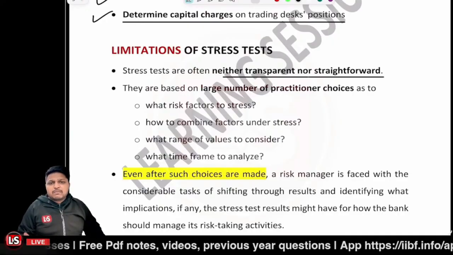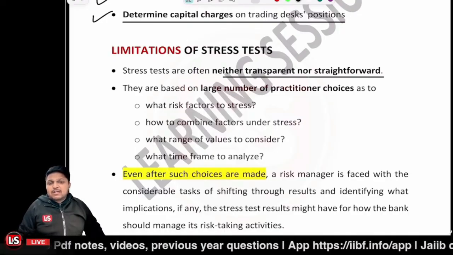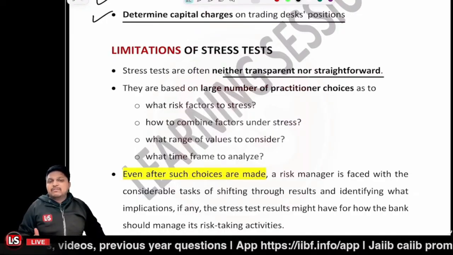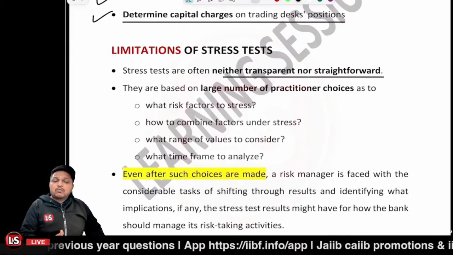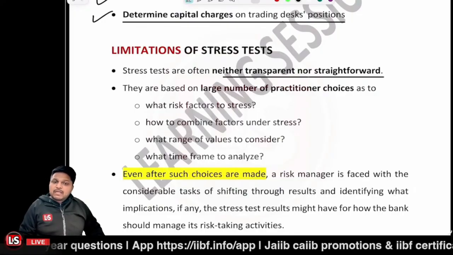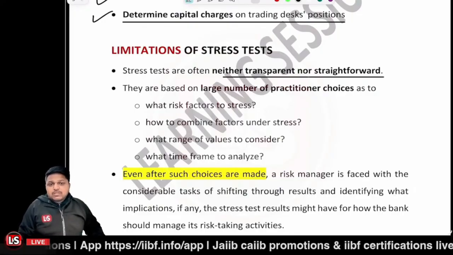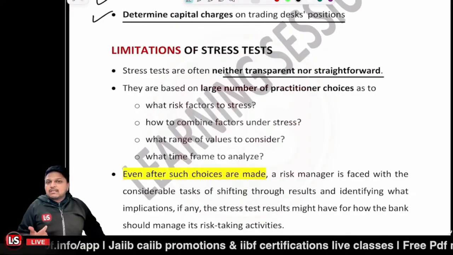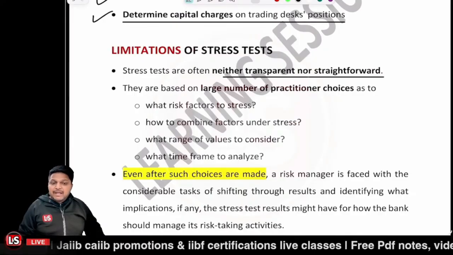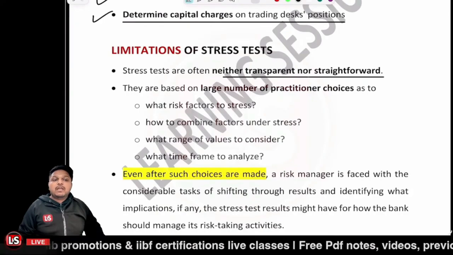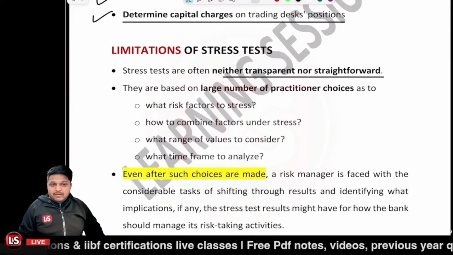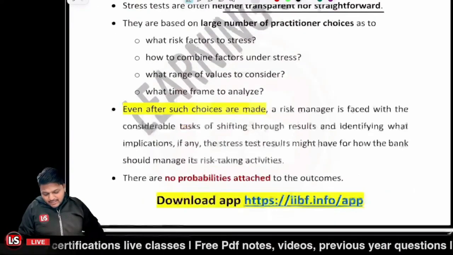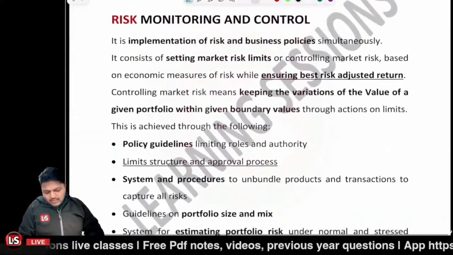That's why EVT is very important, because it attaches a probability to the event, that these events may occur. What's the probability related to it? That's why EVT is very important, right? So system incompatibilities may be there, and whatever assumptions the risk manager has made may go in vain, right? So that's the case. Now after that, it's related to risk monitoring and control.